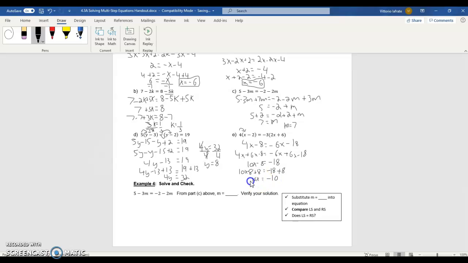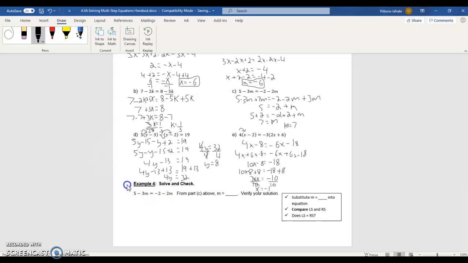And now I can do the inverse of a multiplication, which is a division. Divided by 10 here. Divided by 10 on the right side as well. The 10's cancel out because they equal 1 when you divide them, when you have a numerator and denominator. And so the end result is that x is equal to minus 10 over 10, which is negative 1.